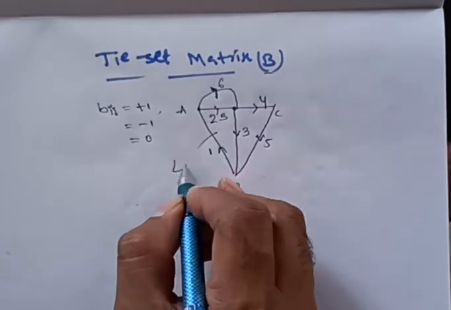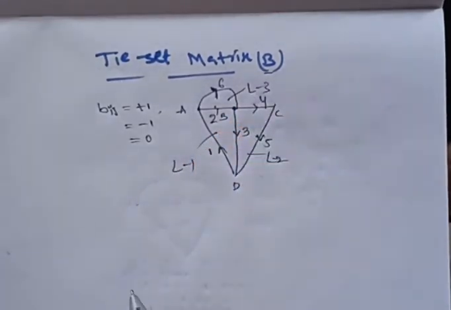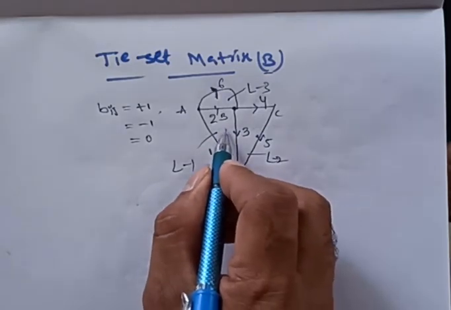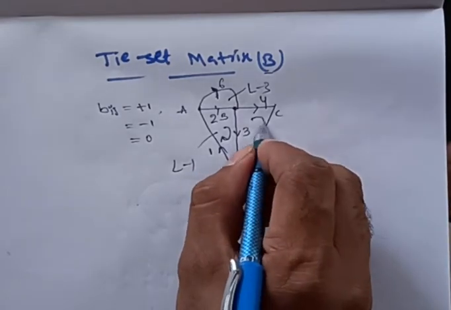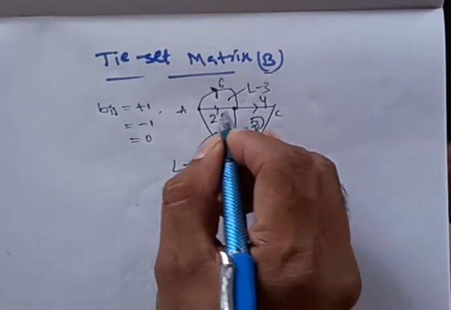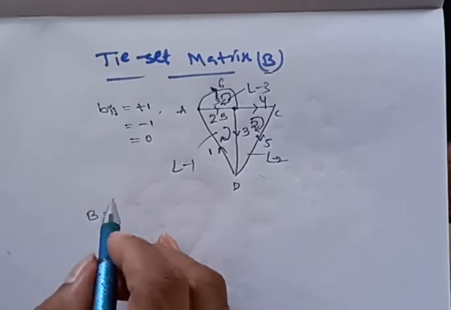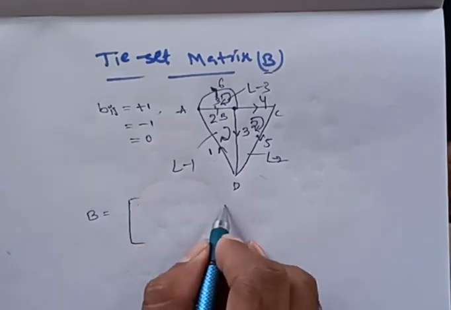Let us assume this is loop 1 and this is loop 2. This I am assuming as loop 3. Now I am assuming the loop currents in these directions: loop current direction 1, current direction 2, and current direction 3. Now we know the principle of how to fill the tie-set matrix.